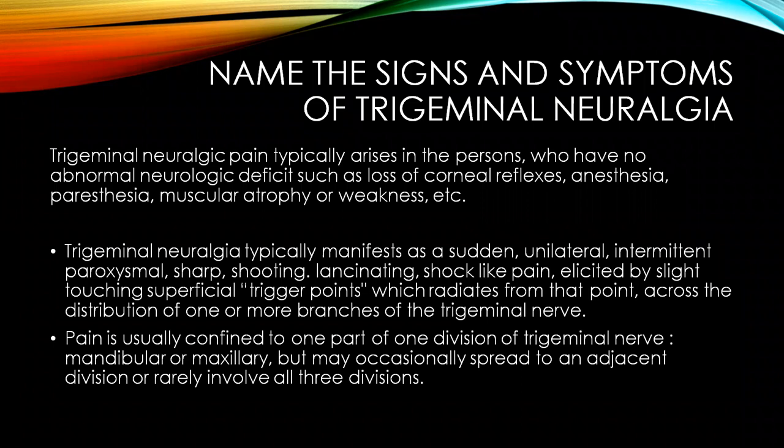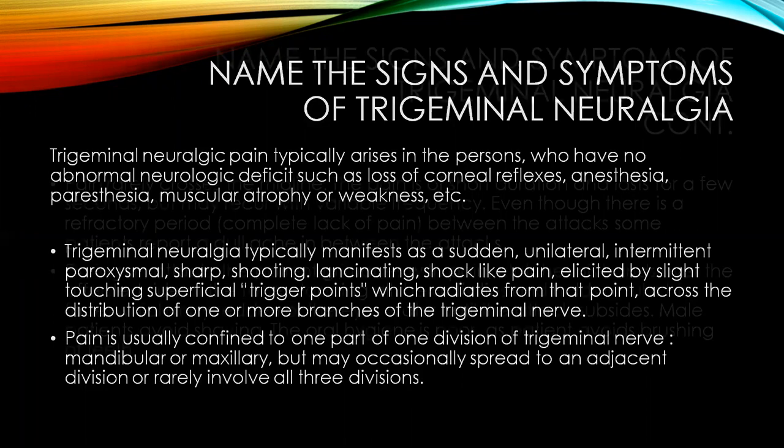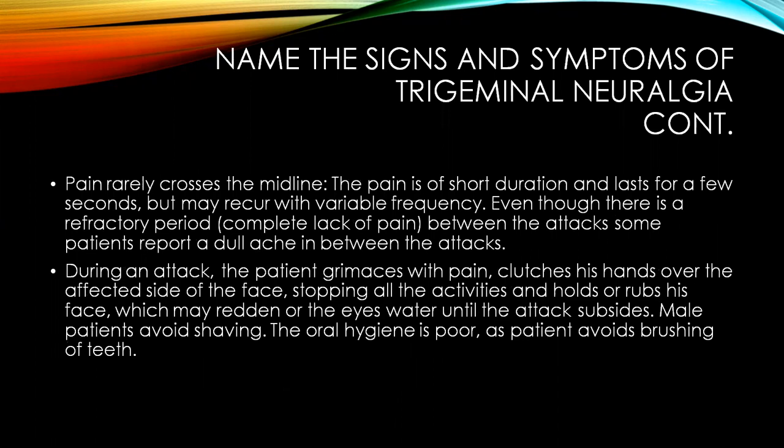The pain is usually confined to one division of the trigeminal nerve, mandibular or maxillary, but may occasionally spread to adjacent divisions, or very rarely, it may involve all three divisions. The pain rarely crosses the midline. The pain is of short duration, lasts for a few seconds, but it may recur with variable frequency. Even though there is a refractory period, which is a complete lack of pain between the attacks, some patients report a dull ache in between the attacks.